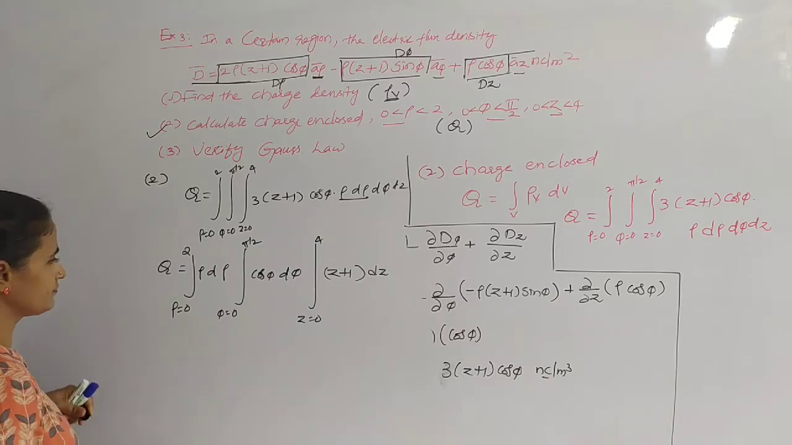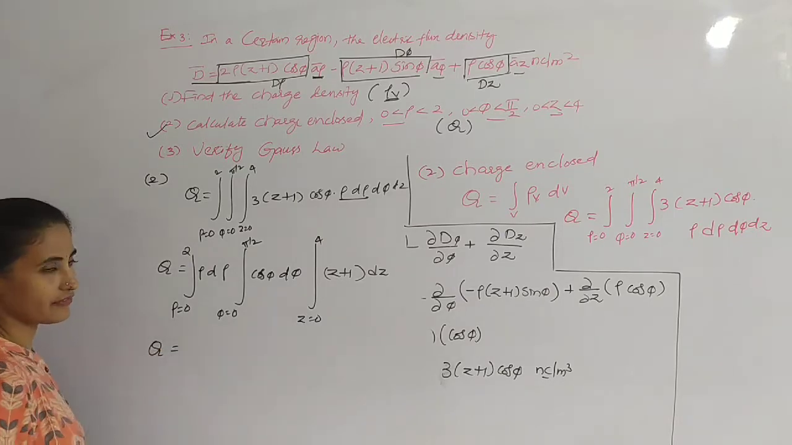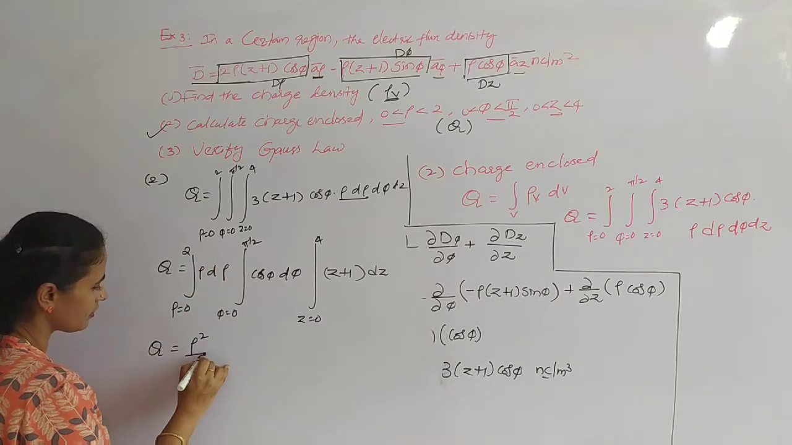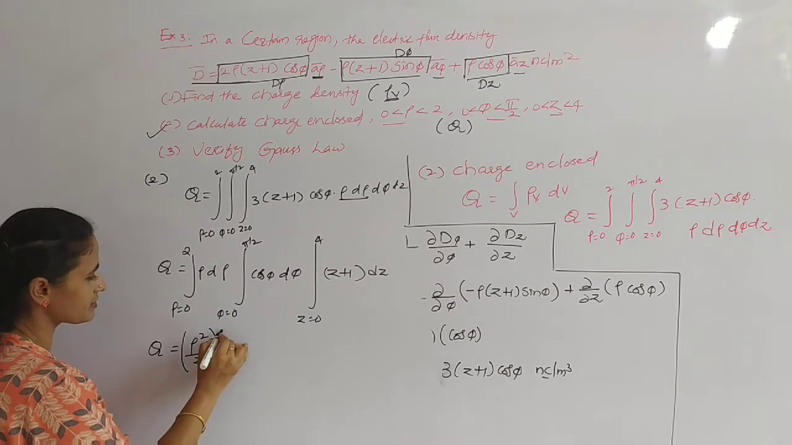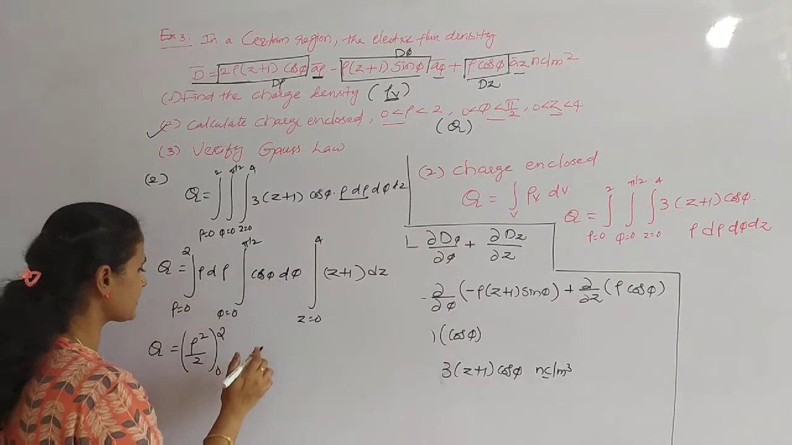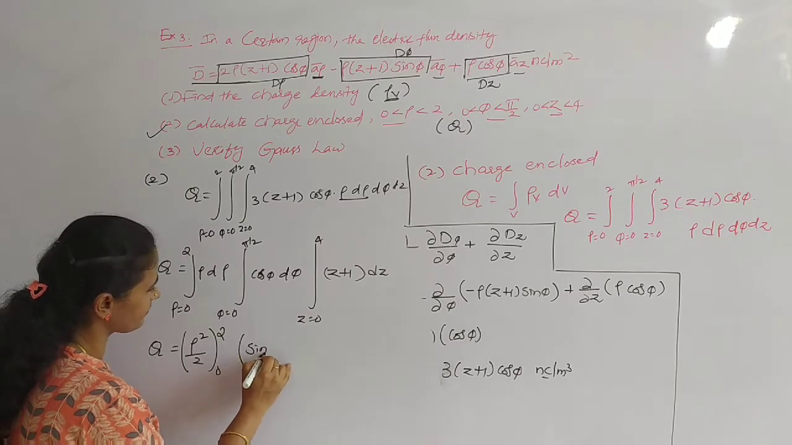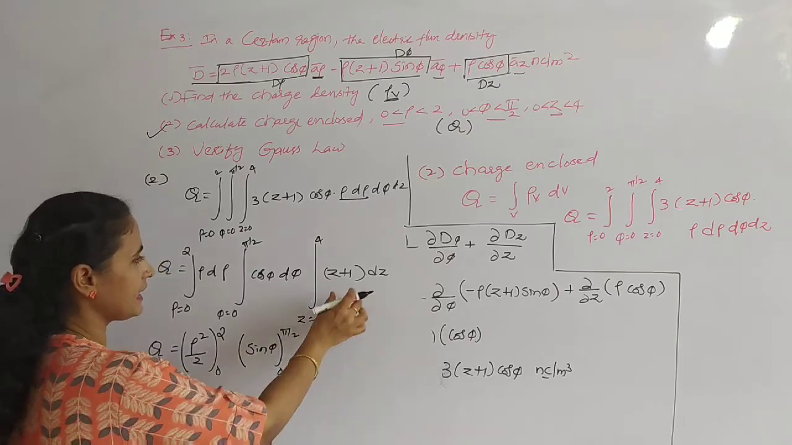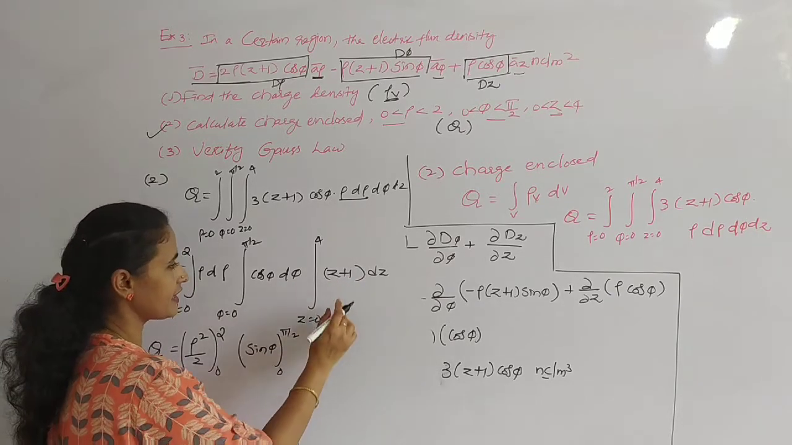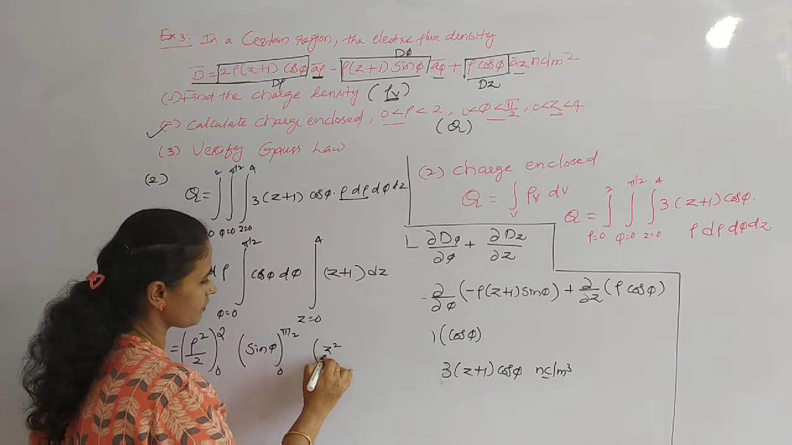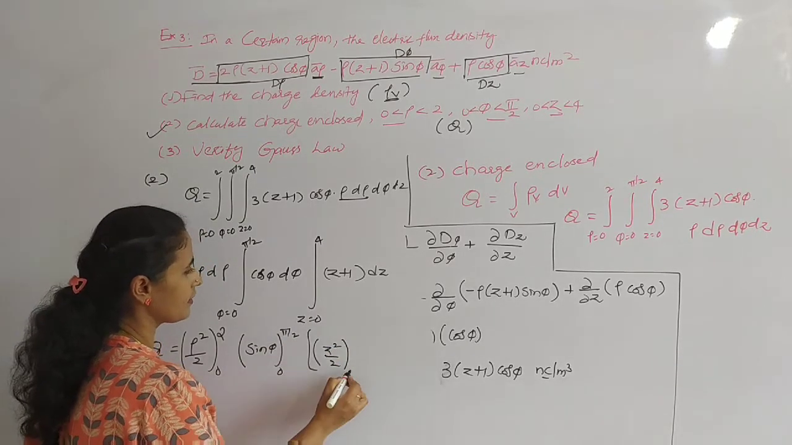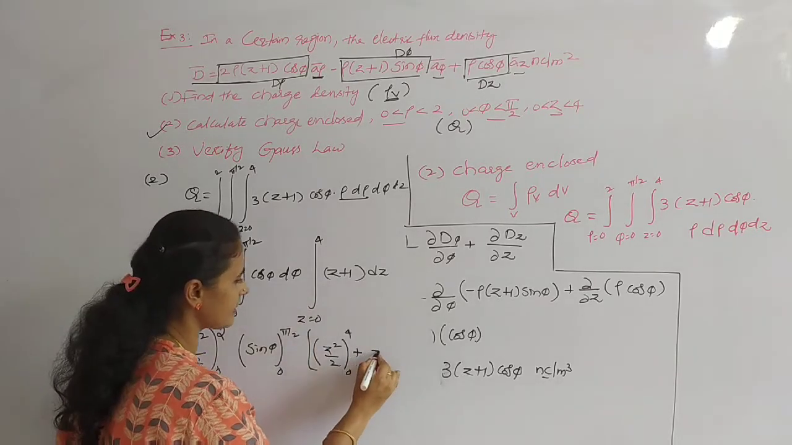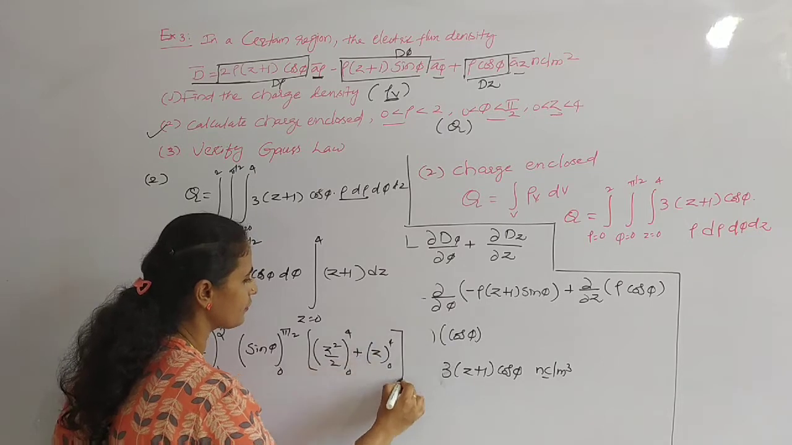So the charge enclosed Q is given by: integration of rho is rho square by 2, with limits 0 to 2. Integration of cos phi is sin phi, with limits 0 to pi by 2. And integration of the two individual terms: integration of 3z is 3z square by 2, with limits from 0 to 4, plus the integration of 1, which is nothing but z, with limits 0 to 4.